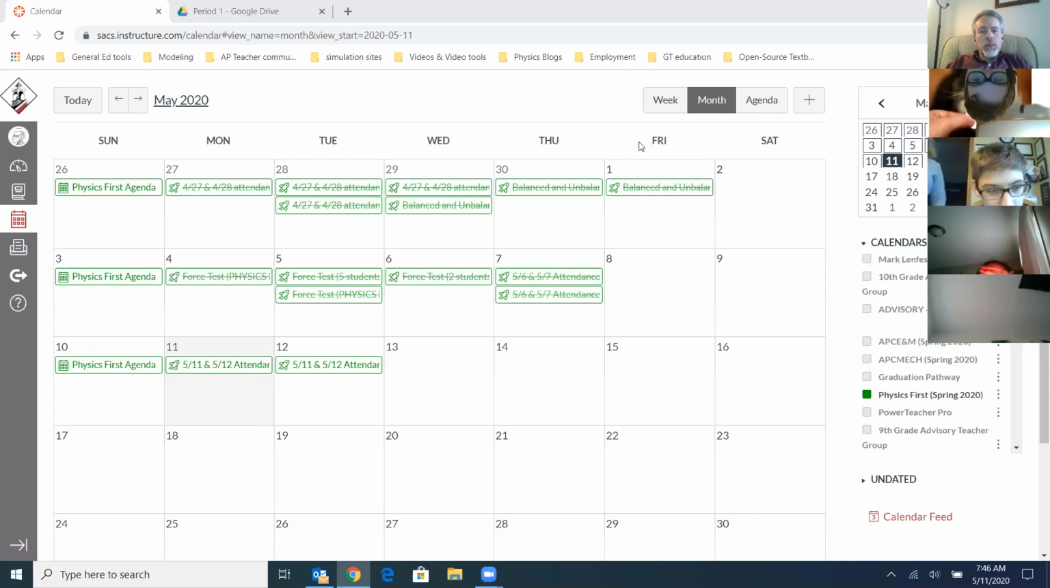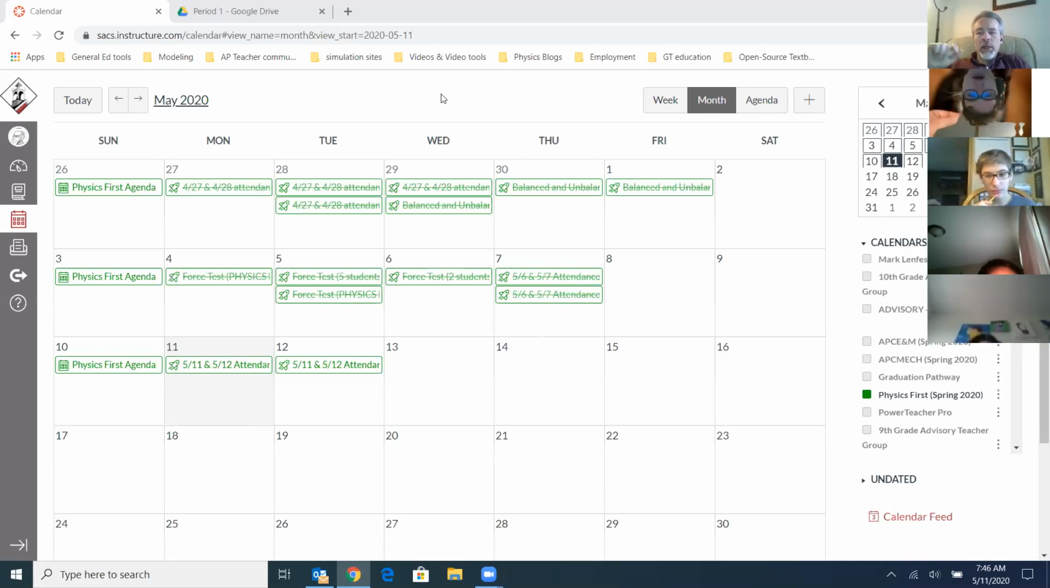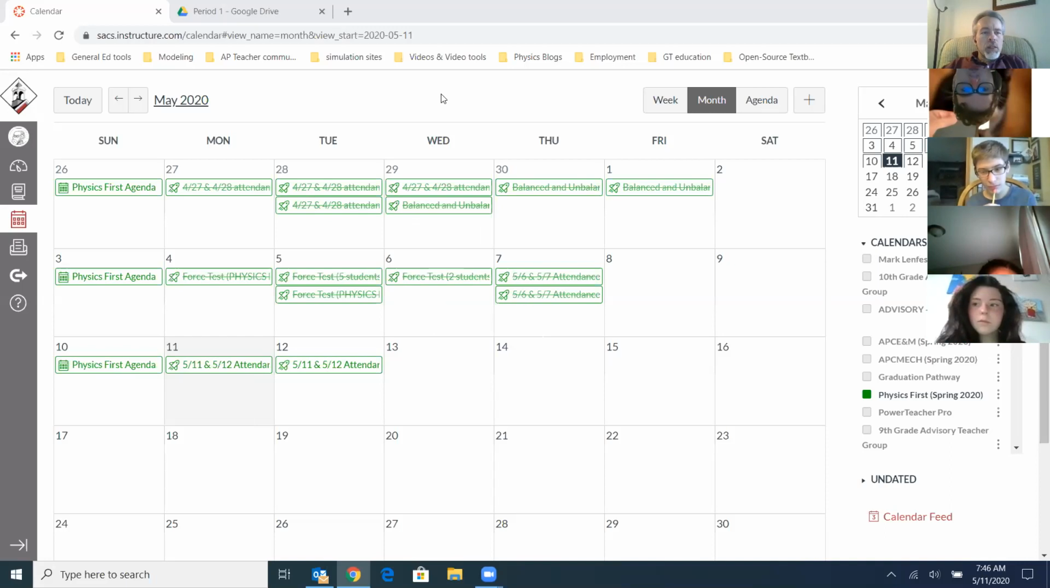And really what we're going to be doing is reviewing, all the way up until the final, all the stuff we've done this semester, which really has only been 2 units. That has been looking at motion, where you had to draw motion maps with the dots and the arrows and velocity and acceleration, and then this unit dealing with forces.